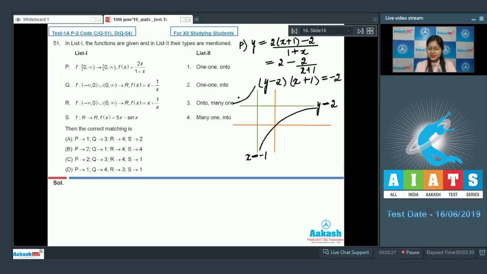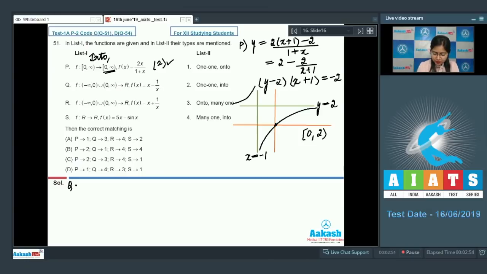So we can see here that for x going from 0 to infinity, y will go from 0 up till 2, right? So this is not equal to codomain, which means that the function is into. Also here it can be seen that the function is 1-1. So it is 1-1 into, which means that option number 2 is the correct choice, right?